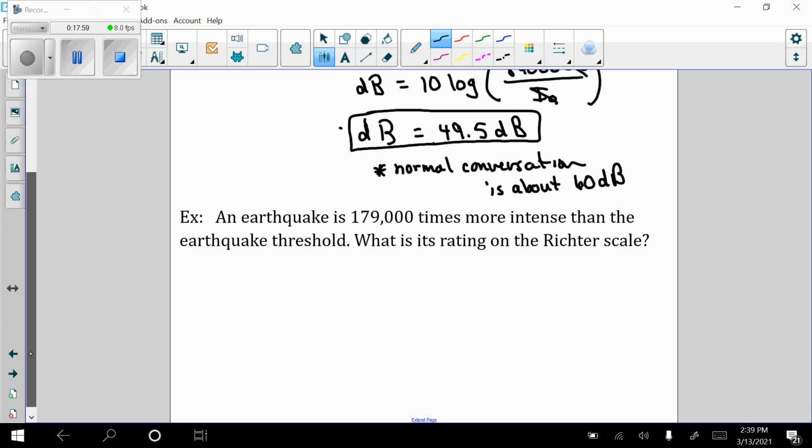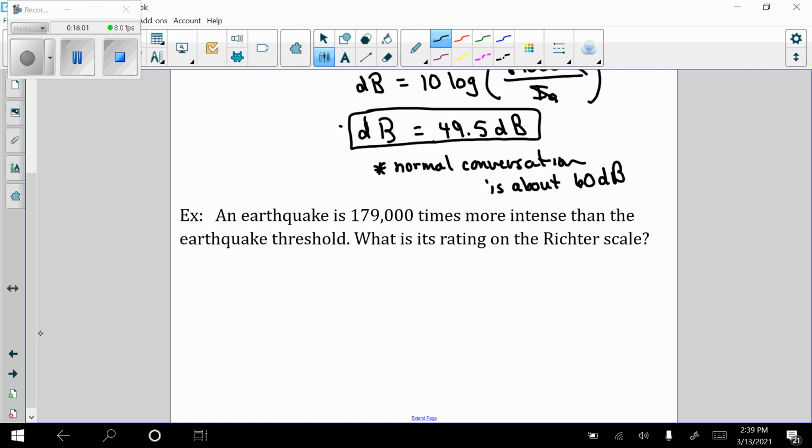Okay, so now we're talking about an earthquake, same idea. An earthquake is about 179,000 times more intense than the earthquake threshold. What is the rating on the Richter scale? Same idea as my decibels. I know that my current earthquake is equal to 179,000 times the threshold, which is I sub 0.